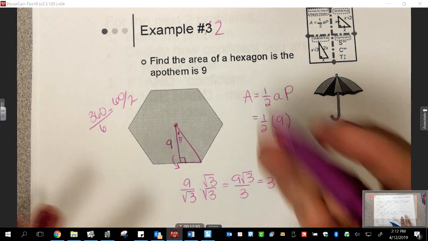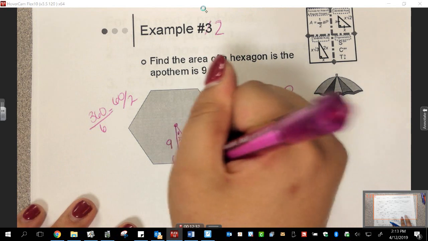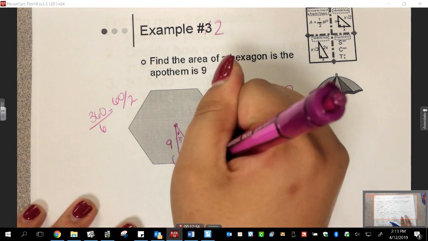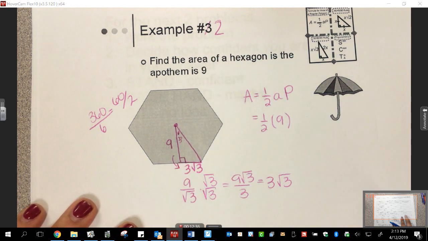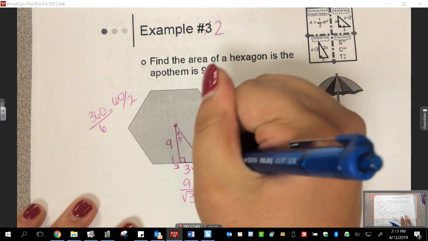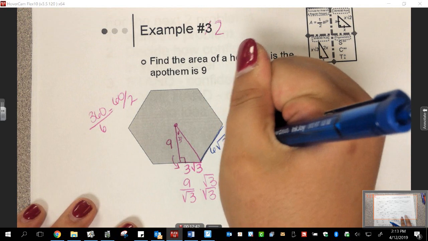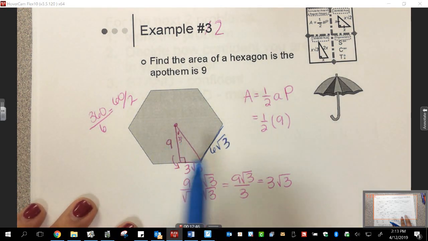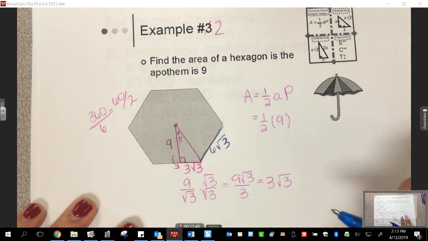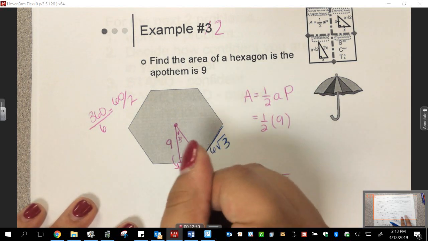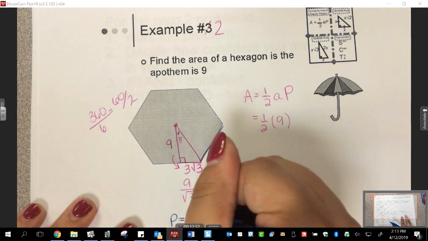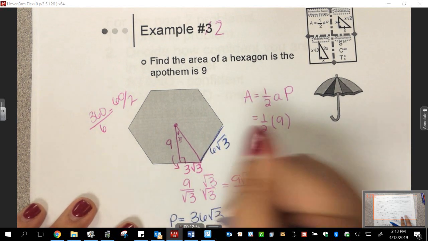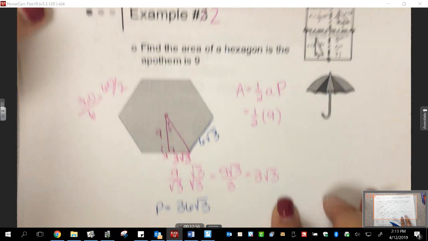Now, that's this. Times 2. Why would we times 2? Because that's half of the side, so what's the whole side? 6 square root of 3. One whole side is 6 square root of 3. And because it's regular, what's the perimeter then going to be? 6 times 6, 36. My perimeter would be 36 square roots of 3.